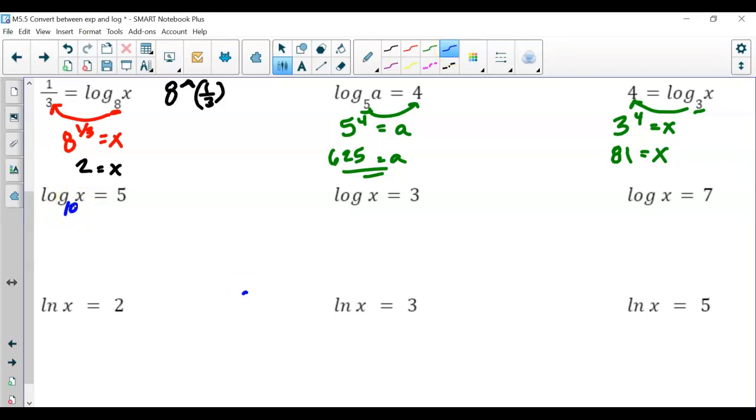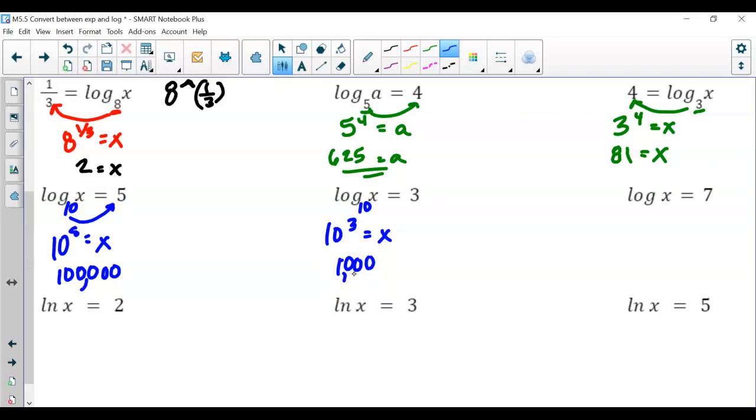So common logs, the log here is base 10. So now we can solve for x because this has a base of 10. So this is 10 to the what power? 10 to the 5th power is equal to x. So that means 10 to the 5th power is 100,000. So again, see how the log here is by itself? Log base 10. So this is 10 to the 3rd power is equal to x. So 10 to the 3rd power is 1,000. Go ahead and pause the video.